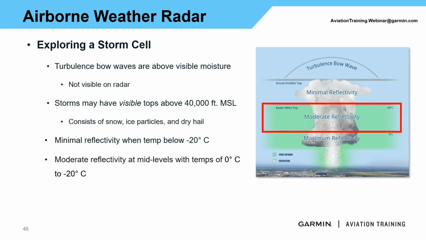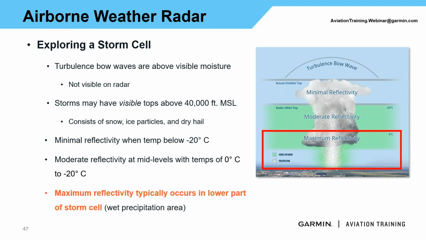When you get to the altitudes between 0 Celsius and -20, you're going to start seeing some better reflectivity. It's going to have some moisture on it and be more reflective, and therefore be able to see it on your radar. Maximum reflectivity is altitudes lower than the 0 degrees. And if you have a temperature inversion, then that'll be better as well, since you're going to be above that 0 degrees.